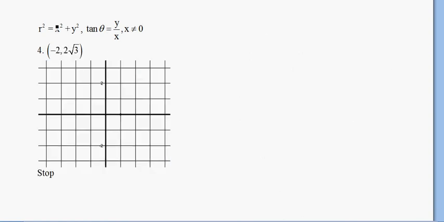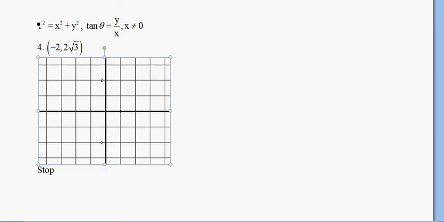Here's our last example. This time we're going to be in the second quadrant again. So I'm going to go over negative 2 and then up to radical 3, which is going to put me right around here. I lost my point here, so that's going to put me right around there. So it's going to be a second quadrant angle.